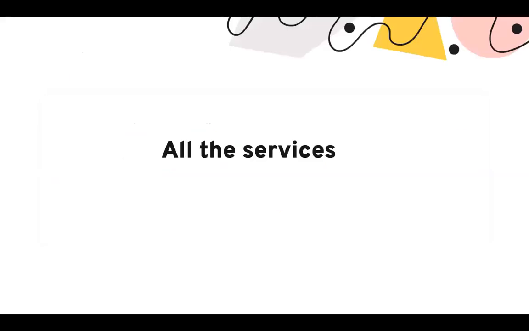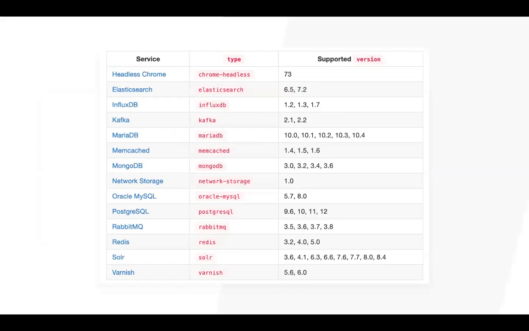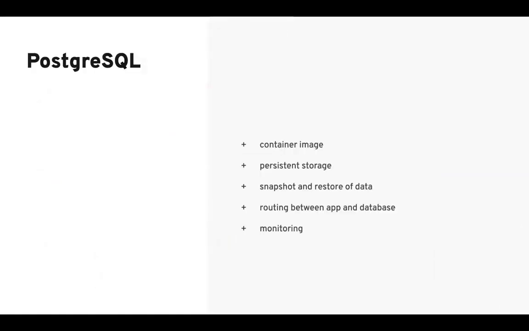Good. So that was just a quick run through of how Platform.sh unifies the deployment and the coding of applications from different languages. How does that work with the services? So we offer a number of services from our services library, including Headless Chrome, Elasticsearch, InfluxDB, Kafka, MariaDB, and that whole list there, as well as several versions of each. So let's look at some examples.